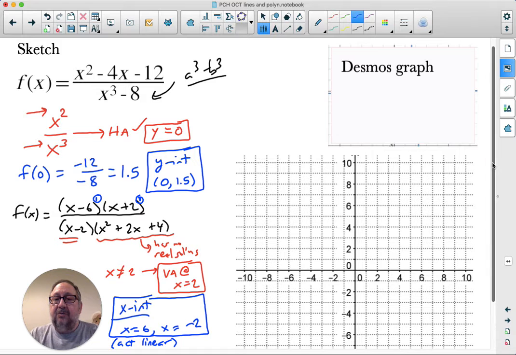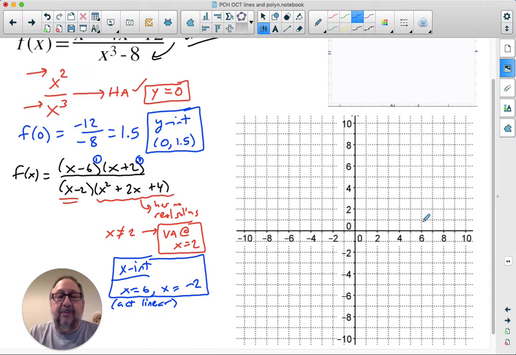So now I'm going to go to the graph, and we're going to start to put some information into the graph. For example, horizontal asymptote at y equals 0. So we can go ahead and put that horizontal asymptote in place all the way across. We have a y-intercept at 0, 1.5. We have a vertical asymptote at x equals 2. And we have two x-intercepts, one at 6 and one at negative 2.